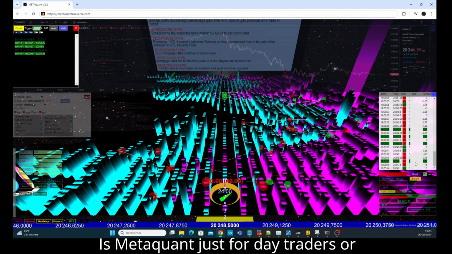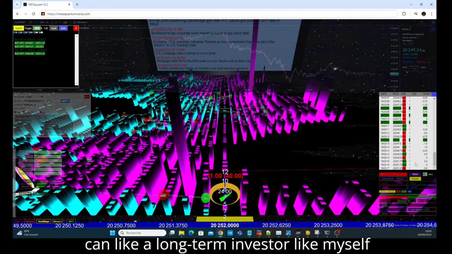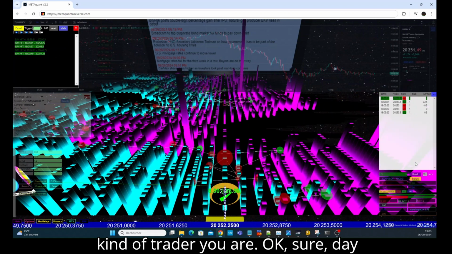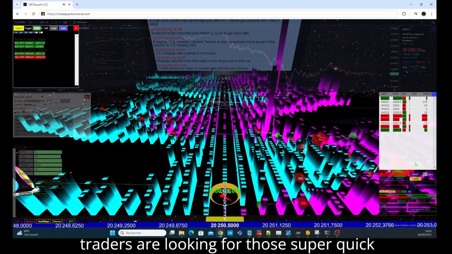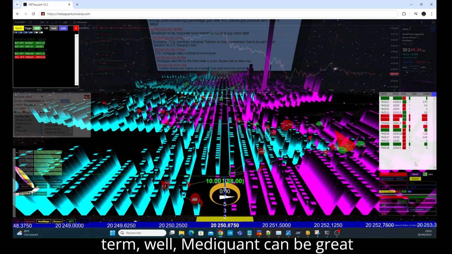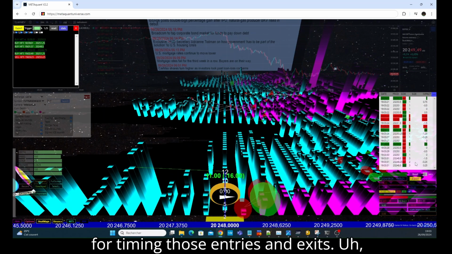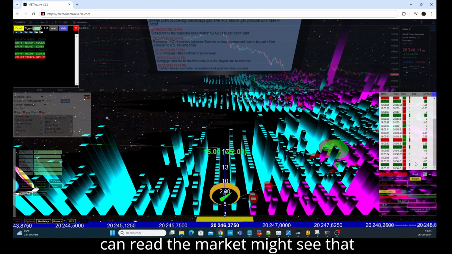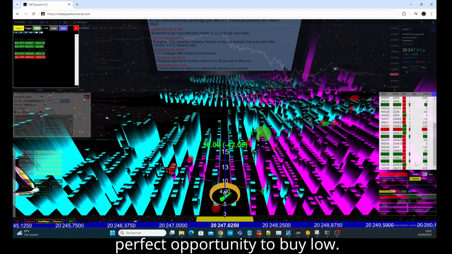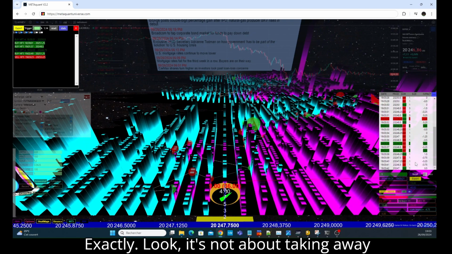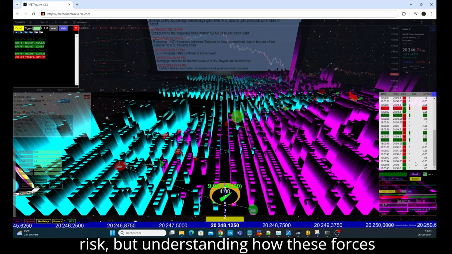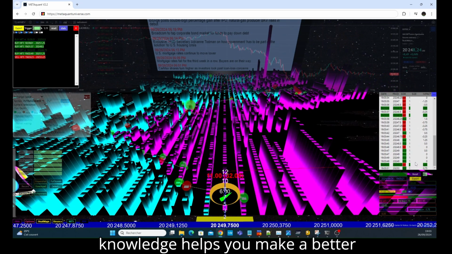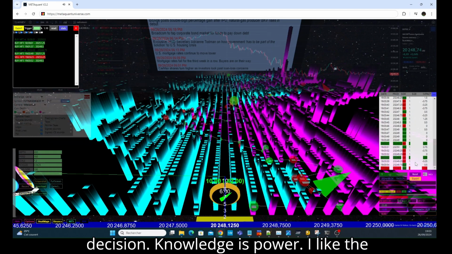But this all seems pretty, I don't know, next level. Is MetaQuant just for day traders? Or can a long-term investor like myself actually use it? Well, that's the thing about understanding these market mechanics. It can help no matter what kind of trader you are. Sure, day traders are looking for those super quick advantages, but for someone more long-term, MetaQuant can be great for timing those entries and exits. So when everyone else is freaking out, selling at the bottom, someone who can read the market might see that perfect opportunity to buy low. Exactly. It's not about taking away all the risk, because every investment has risk, but understanding how these forces work, how fear and momentum can make people act kind of crazy, that knowledge helps you make a better decision. Knowledge is power. I like the sound of that.